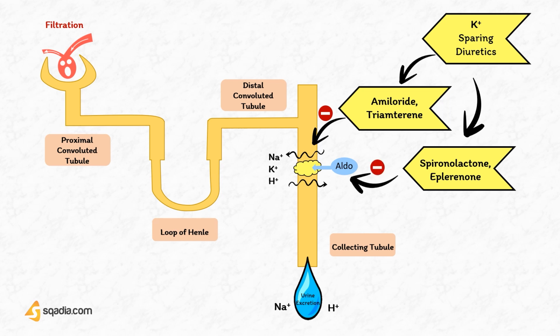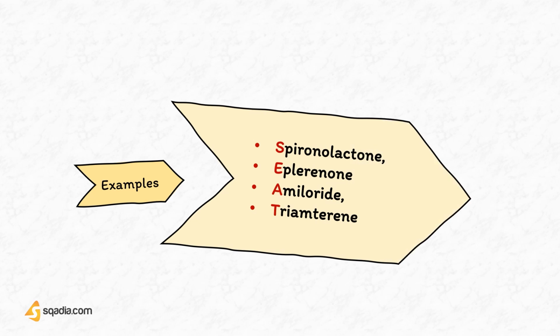Spironolactone and eplerenone are aldosterone receptor antagonists. They will inhibit the aldosterone receptor, thus preventing sodium and water absorption in the body. Spironolactone is useful in patients with congestive heart failure.